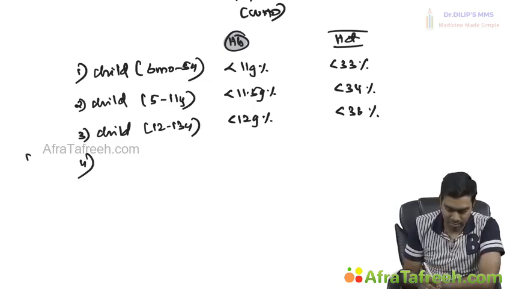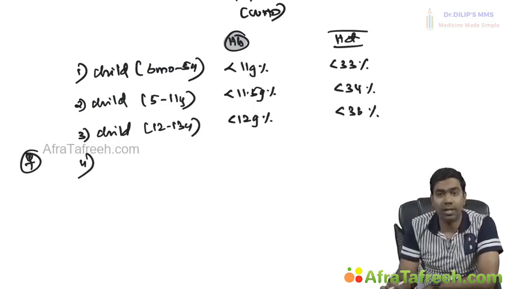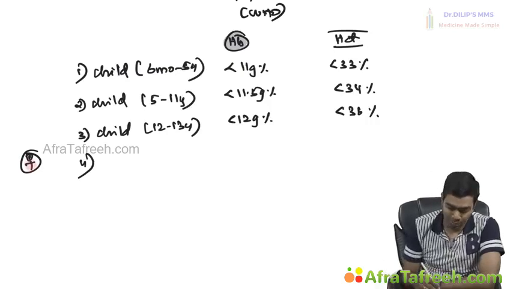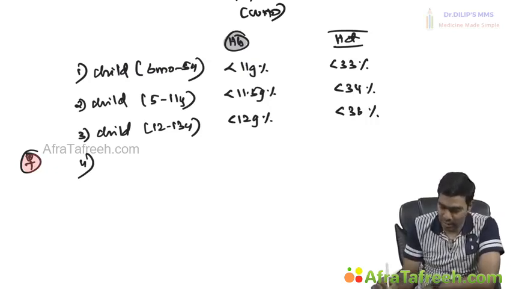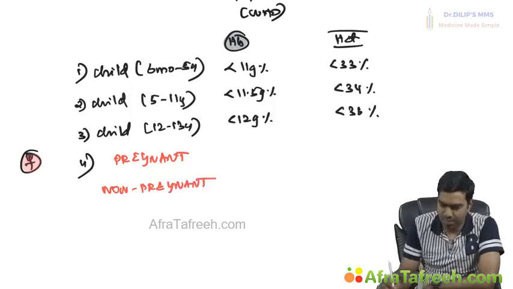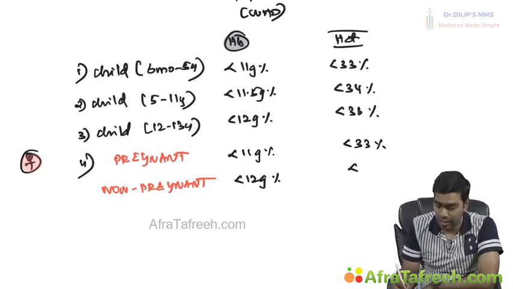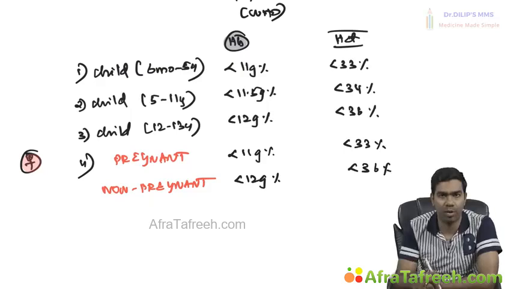Next comes the beast, females. With no offense, I called it the beast because it's important for the exams, not because it's a female. So if it's an adult female, I can tell you about the pregnant and the non-pregnant adult female. If it's a pregnant adult female, if it is less than 11 grams per deciliter or less than 33%, and if it's non-pregnant, if it's less than 12 grams per deciliter or less than 36% hematocrit, you can call it anemia.